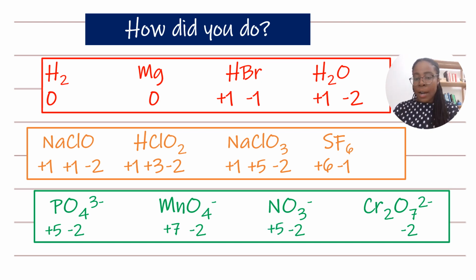And finally, in dichromate, the oxygen is -2, but there are 7 of them, so -14, and so the chromiums must add up to +12. There are 2 of them, so each one must be +6.